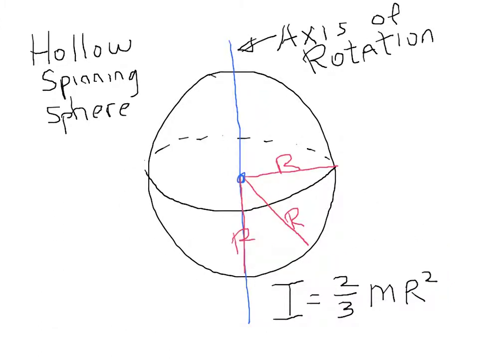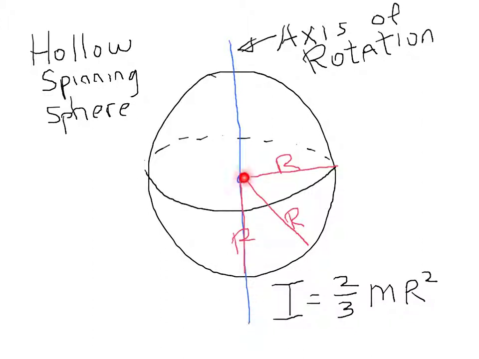Now let's look at a hollow, spinning sphere. Kind of like the way we're describing the hyperverse. We have our sphere, and it's hollow. There's nothing in the center. All of the mass is on the surface. The axis of rotation, we're going to run from top to bottom.